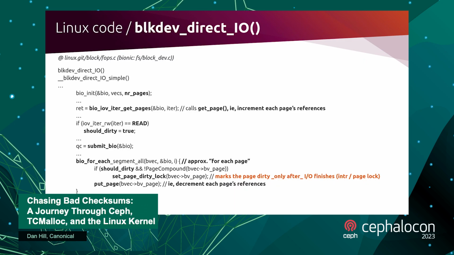Okay, and then this is the direct IO, and the thing that I'll note here is that the page is marked dirty only after IO is completed. And so there's a window that exists where the write occurs, but the page has not been dirtied yet. And if the kernel is in memory reclaim, it can then free the page, presenting a zero buffer back to the system.